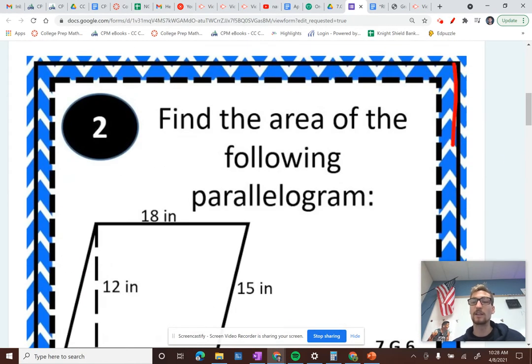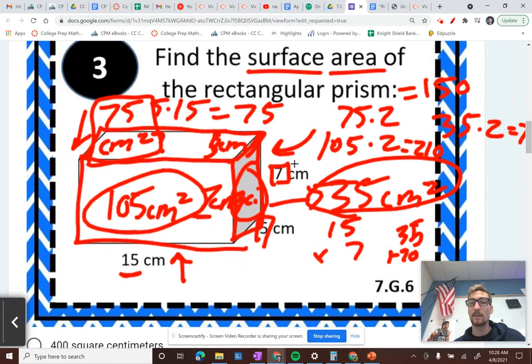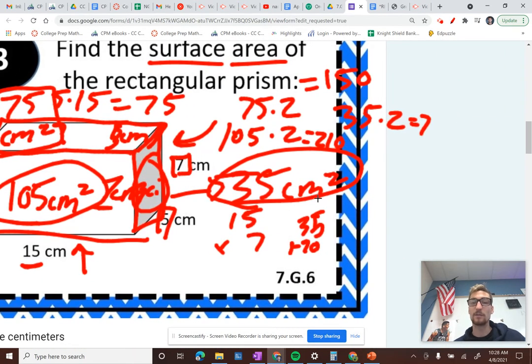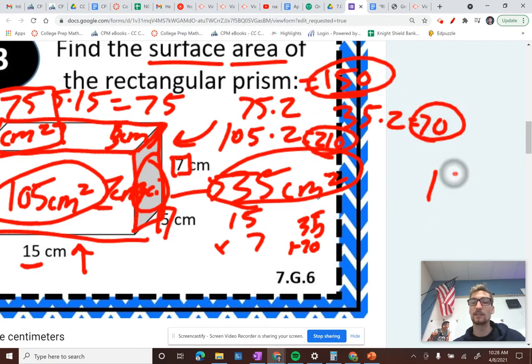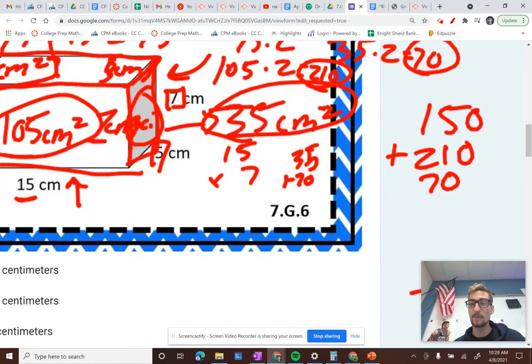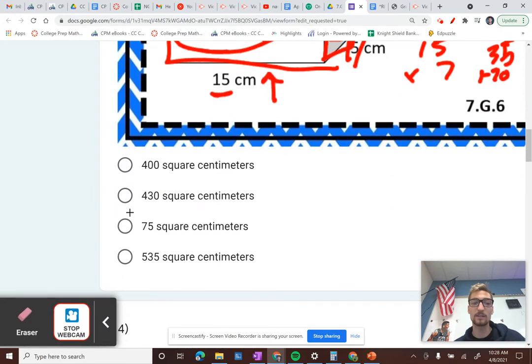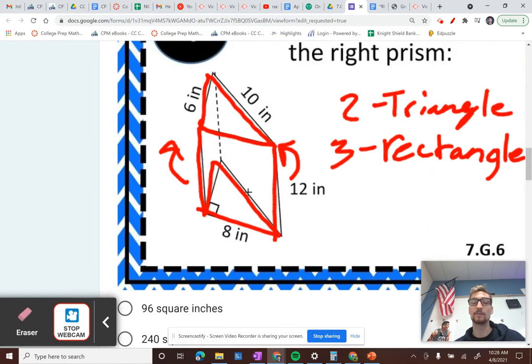So now I'm going to take my 70, my 150, and my 210, and I'm going to add them all together. Let's see, 150 plus 210 plus 70. Let's add the zeros. Let's add the ones place. 5 plus 1 gives me 6, plus 7 gives me 13. Carry the 1. 1 plus 1 equals 2, plus 2 equals 4. 430 centimeters squared. That is an answer, so I shade that in or click it here, and then I move on to the next one.